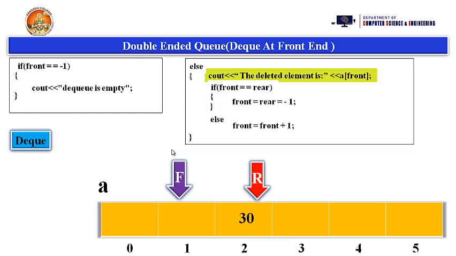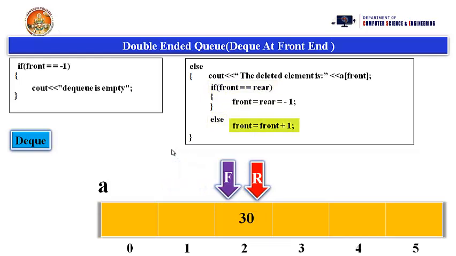Now after deleting the element we need to check whether the front and the rear values are equal. Now front is pointing to the first index position and rear is pointing to the second index position. So both are different. Then condition false, then go to the else part here. So what is the else statement? Front equal front plus 1. We need to increment the front value now. So it is moving to the second index position.